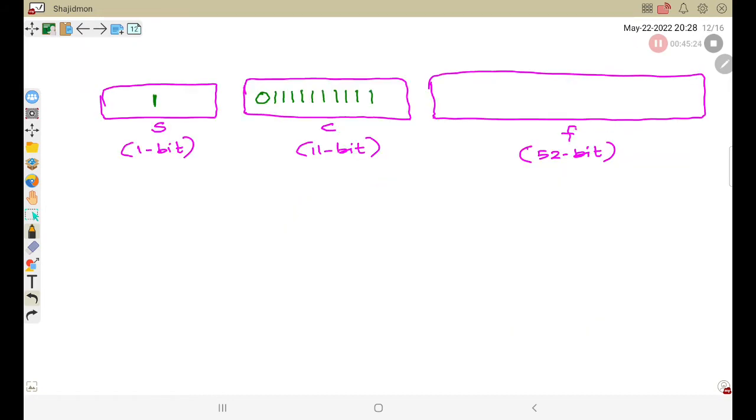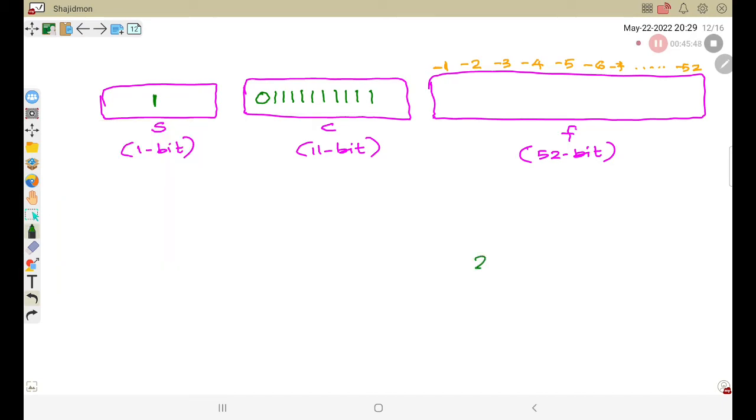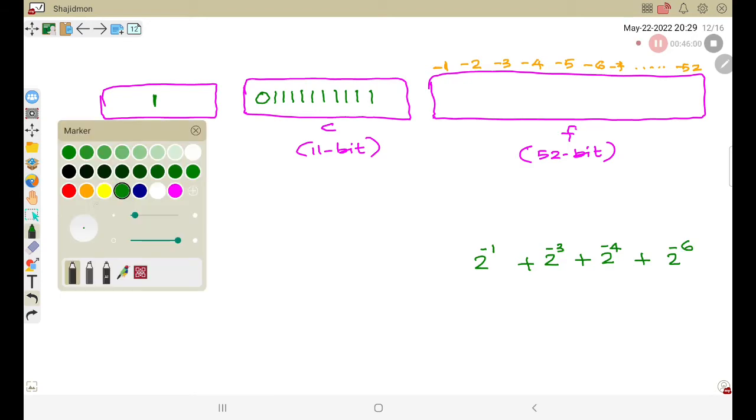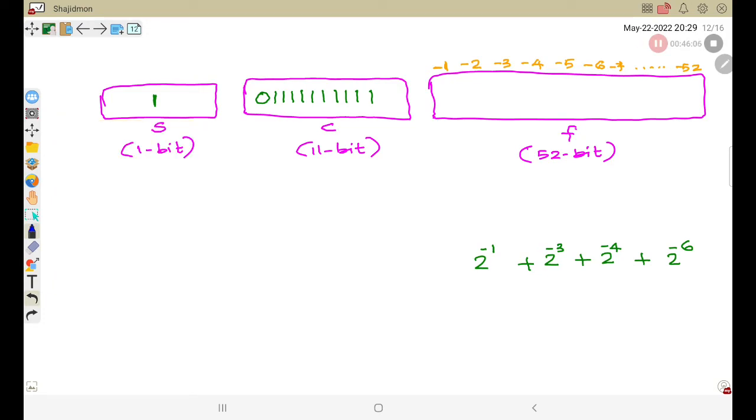Now, you remember how we mark the positions of the fractional part. Starting from minus 1, minus 2, minus 3, minus 4, minus 5, minus 6, minus 7, like that up to the last, minus 52. Correct? 52-bit fractional part. So what do we get here, what is our fractional part? 2 power minus 1 plus 2 power minus 3 plus 2 power minus 4 plus 2 power minus 6. Okay. Now, I am just marking these numbers here. You can see how we will write into the 52-bit format.